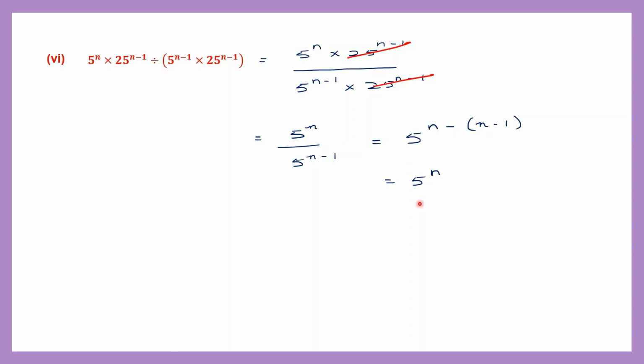Now if you see a minus sign before the bracket, remember to change the sign of everything inside. So this n, it's understood it has a plus sign. So that will now become minus n, and minus 1 will become plus 1. So this is n minus n plus 1. So n minus n is 0. 0 plus 1 is 1. So this will become 5 raised to the power of 1, which is 5. So this is our final answer, 5.